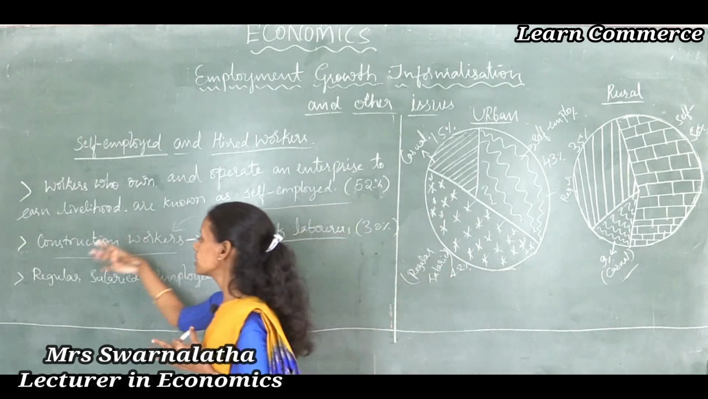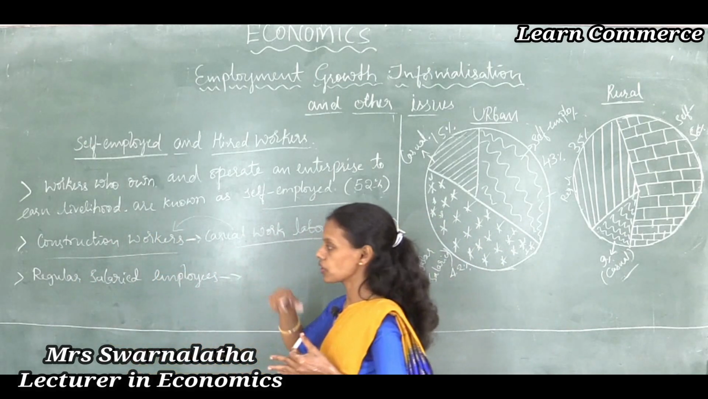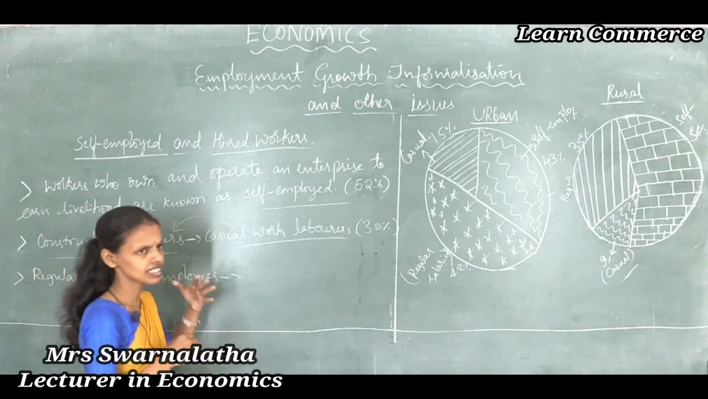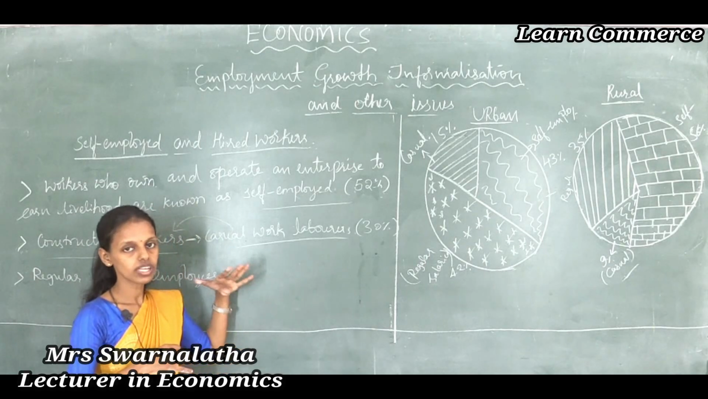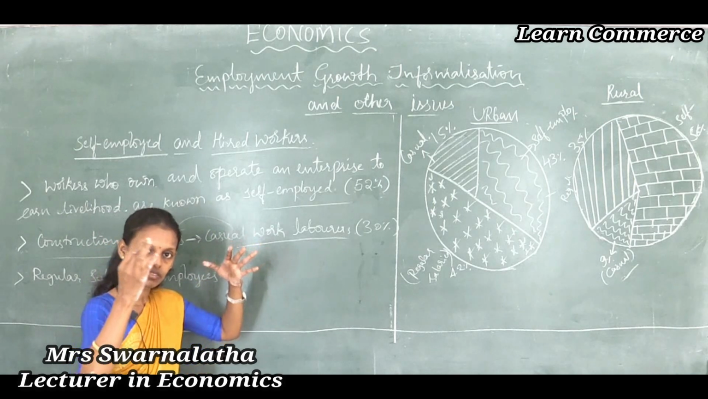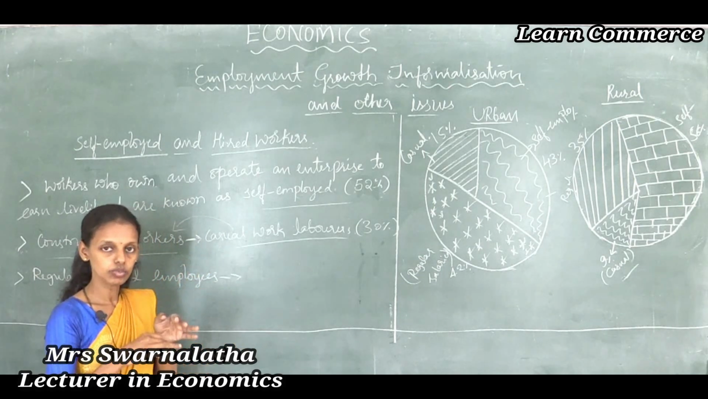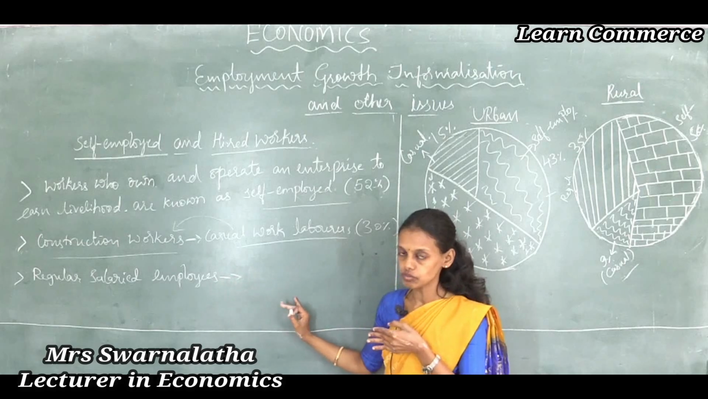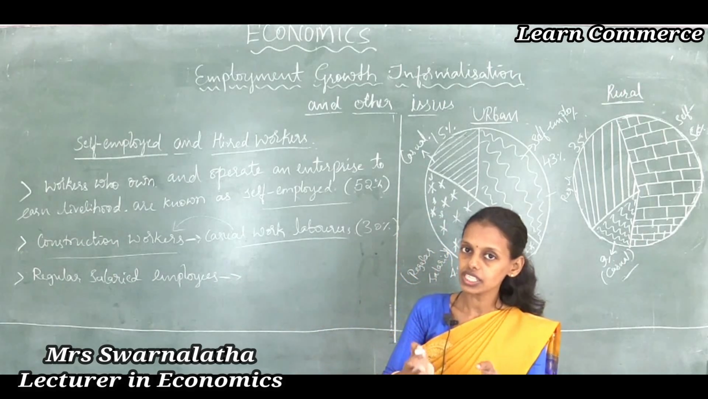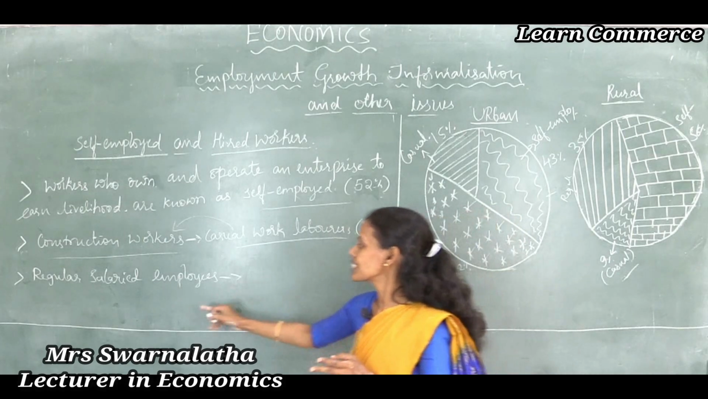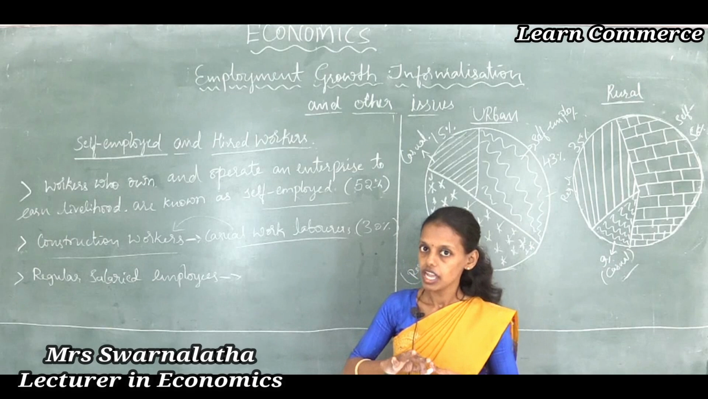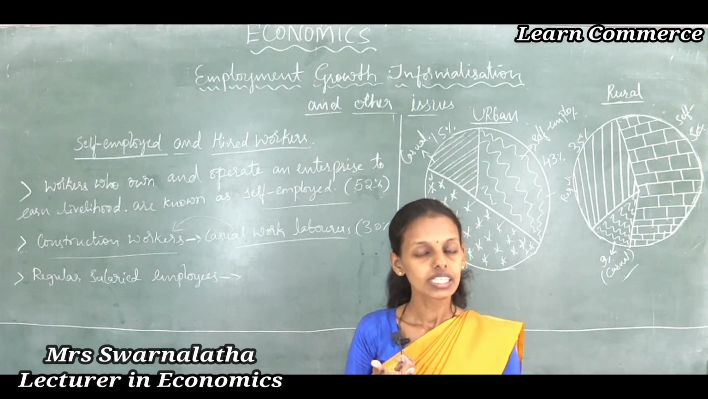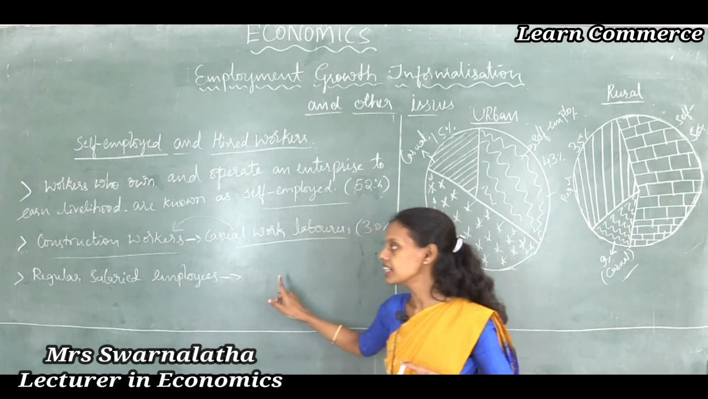The third one is regular salaried employees. For example, bank workers, teachers, lawyers or doctors, anyone working under someone, not in their own business or institution. Those who work under someone and get remuneration or salary per month are termed as regular salaried employees.